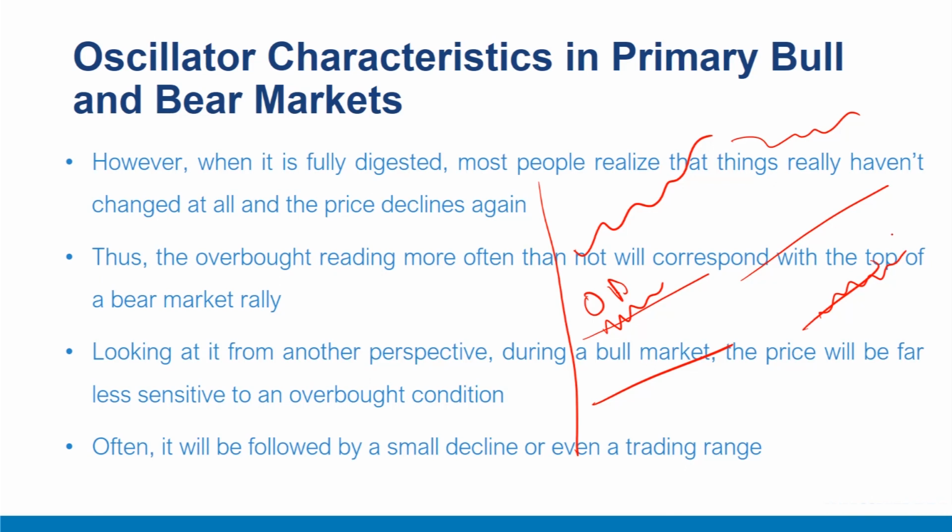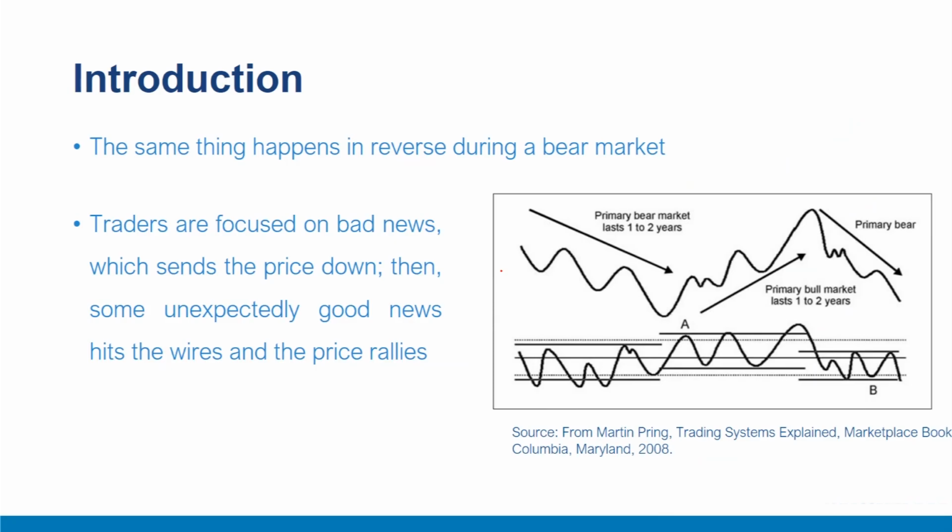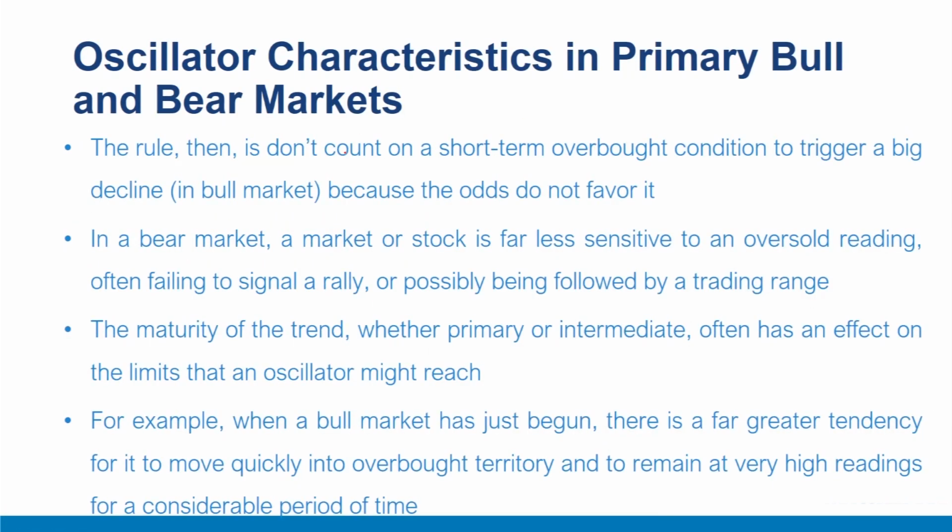And the price, looking at it from another perspective, during a bull market will be far less sensitive to an overbought condition. Often it will be followed by a small decline or even a trading range, at a point like A. The vice versa condition may exist for point B in a bear run. Therefore, the rule in these scenarios is don't count on a short-term overbought condition to trigger a big decline because the odds do not favor it in a bull phase, and vice versa in a bear phase.